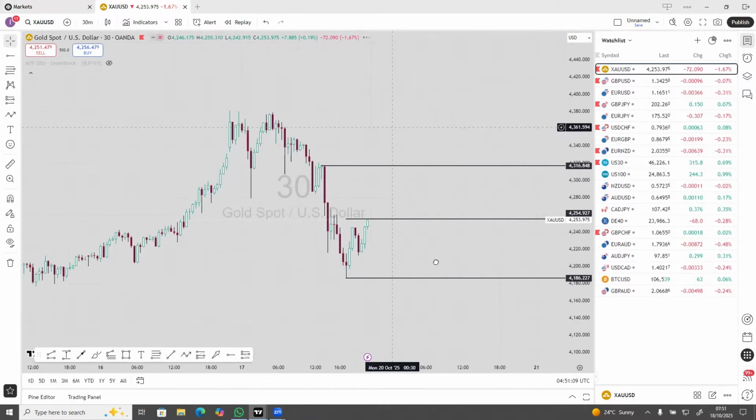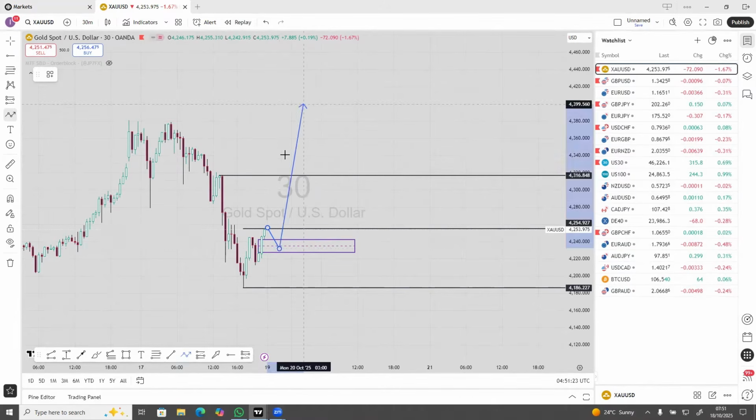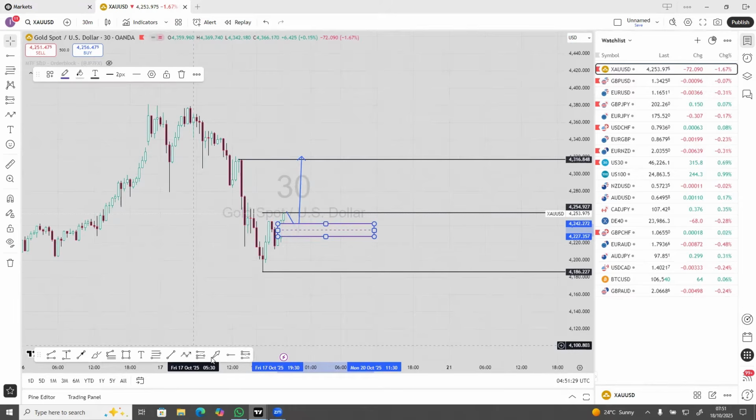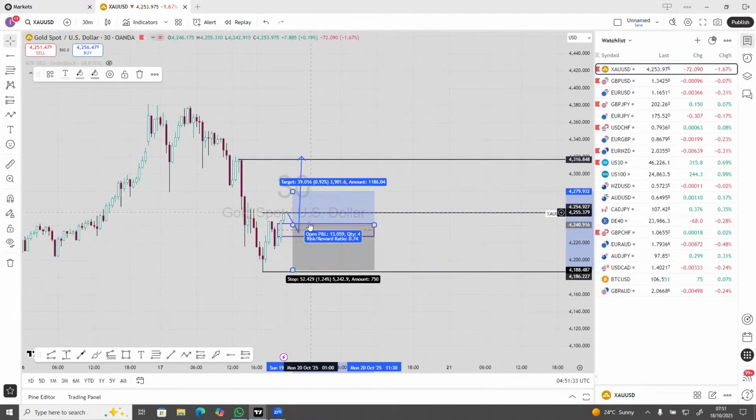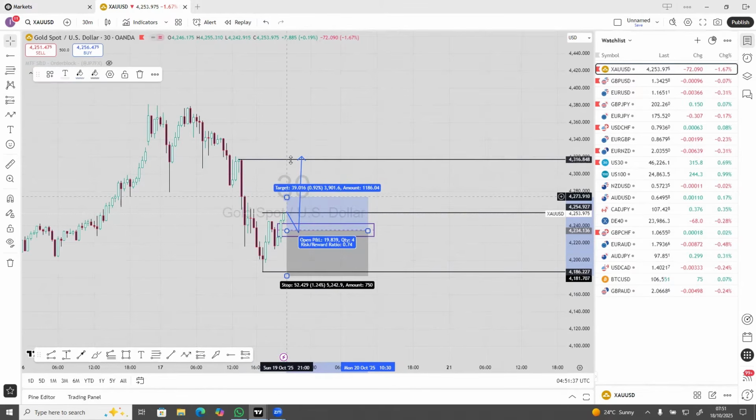Let's see on 30 minutes. On 30 minutes, we have that FVG and mitigated FVG. So we expect on next week on Monday to take a buy from that area and we'll target that for our CRT high. So our entry will be right here, 50% of that FVG. Enter with confirmation.